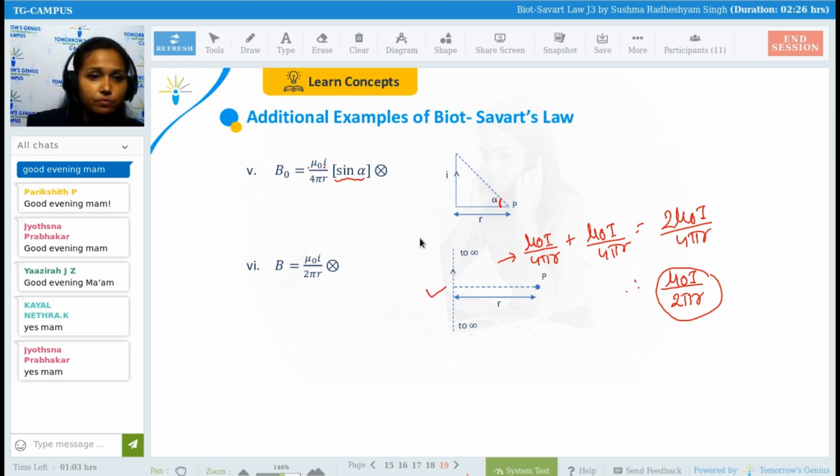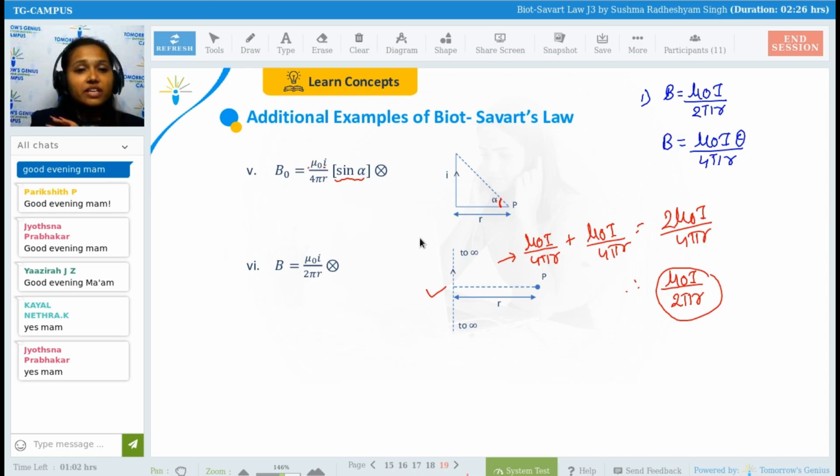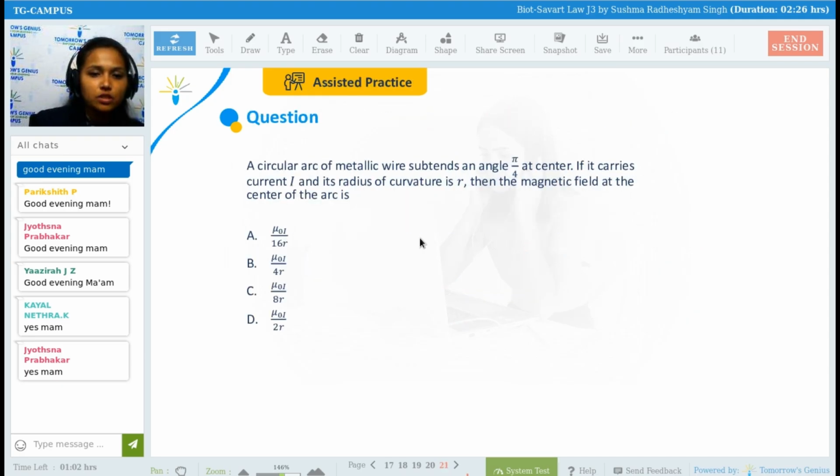The only thing is, you must remember the two formulas which we derived. The first one is B is equal to mu naught I over 2 pi r. The second one is B is equal to mu naught I theta over 4 pi r. This is a very important formula. If you know these two formulas, you can derive each and every formula which we discussed in the two previous slides. Clear this? Okay, we go for the numerical session.